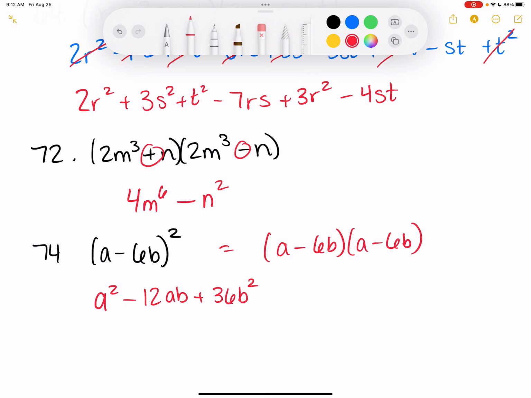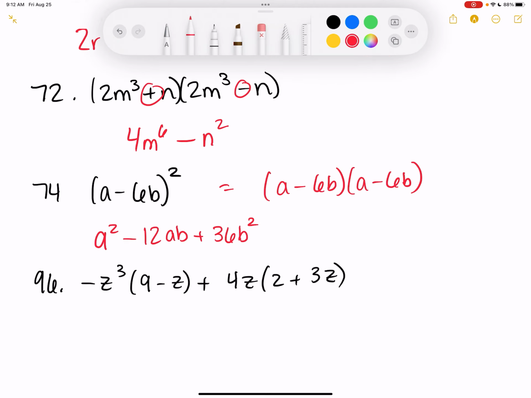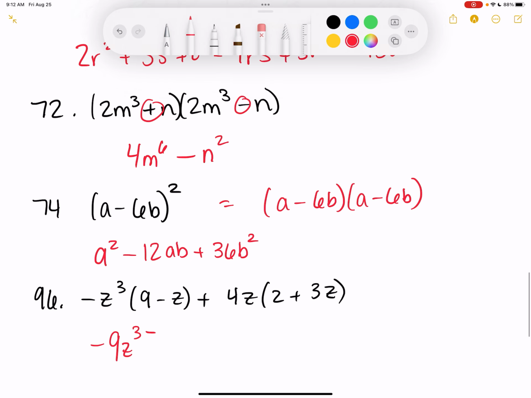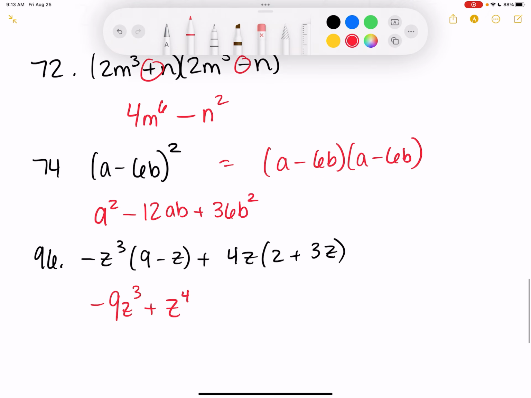And the very last problem that we're going to do, 96, negative z cubed times 9 minus z plus 4z times 2 plus 3z. So we're going to distribute first, then combine like terms. So this is going to be negative 9z cubed plus z to the 4th plus 8z plus 12z squared.